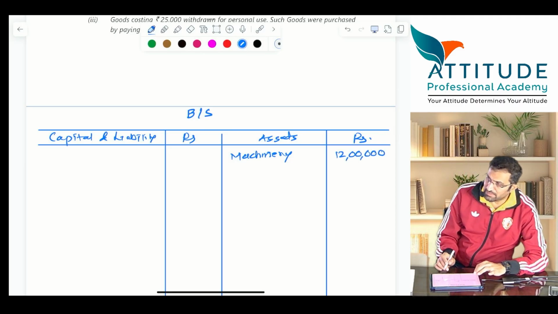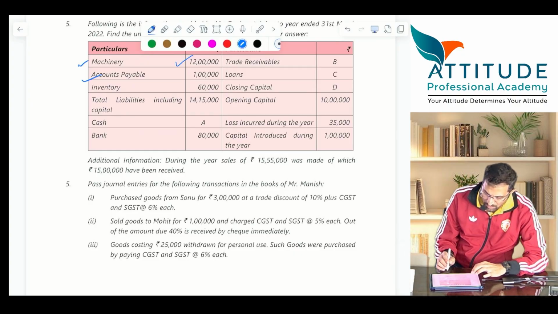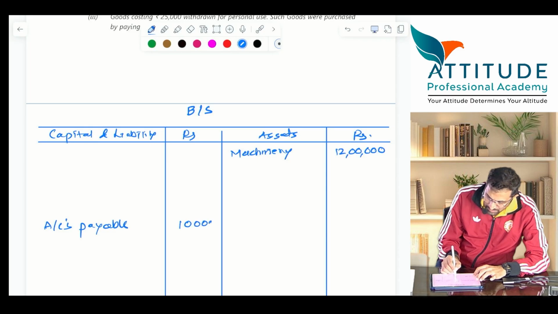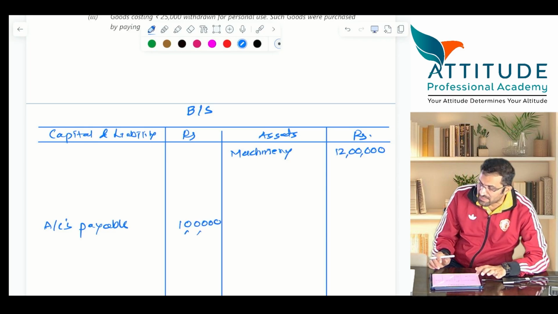Next what is it? So machinery is done. Accounts payable 1 lakh. Accounts payable is nothing but liability. Creditors 1 lakh, right? See, I'm just writing it. I'm leaving some space for opening capital and adjustments.